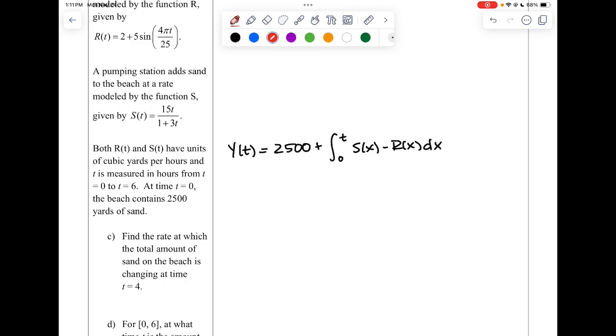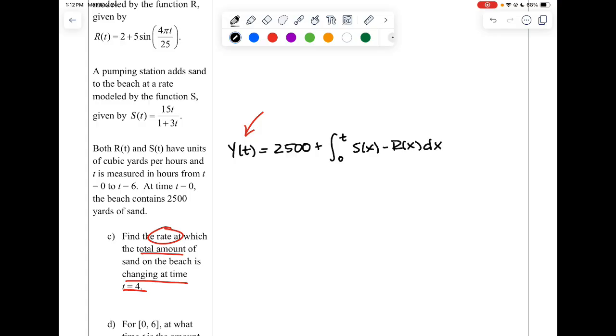Okay, so first, a couple of keywords that stand out to me, and I don't ever think it's a bad idea to mark up your page or whatever you're writing with some keywords. Okay, we're finding a rate at which the total amount of sand on the beach is changing at time t equals 4. So remember, y of t represents the total amount of sand that's on the beach at any given time. And so we want to find the rate at which that's changing.